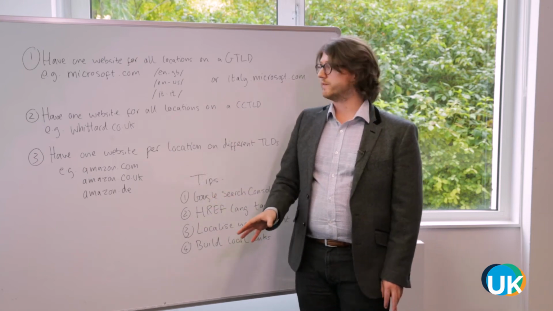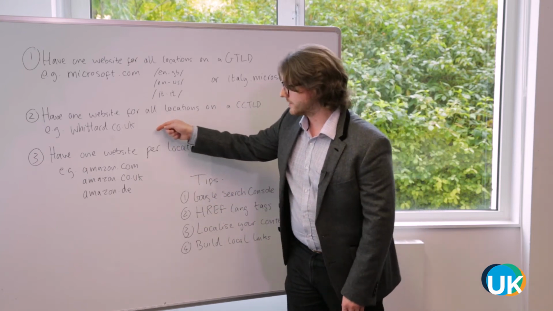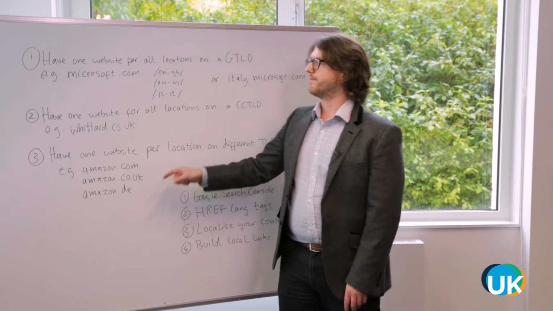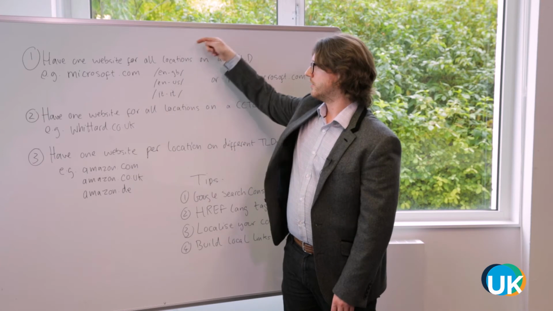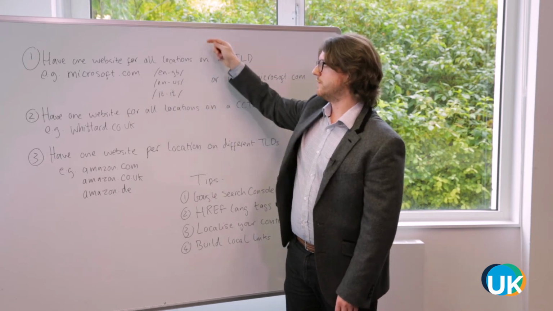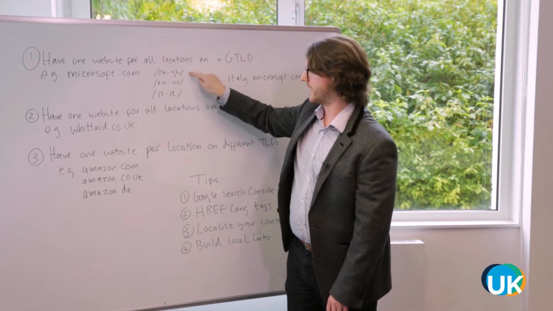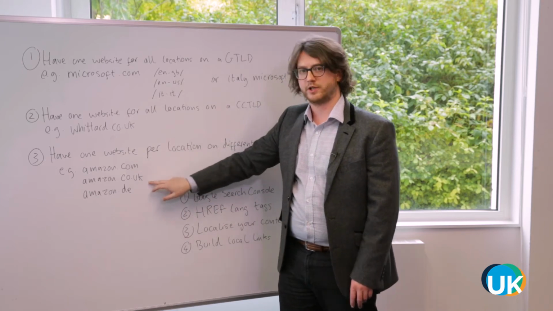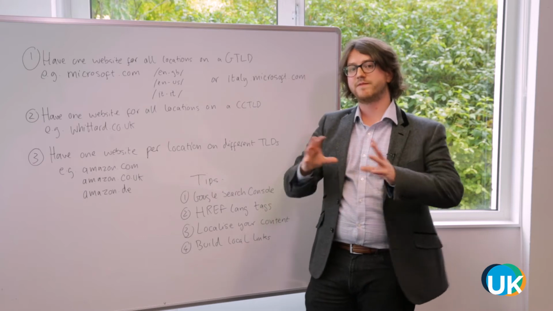From an SEO point of view, if you're building links to .com, those links will not benefit your .co.uk. Unlike our Microsoft example, where no matter which location you're on, if you've got links coming into .com, it's helping all locations. In Amazon's case, they have to build links for .com separately from .co.uk. So their SEO team has even more work to do.